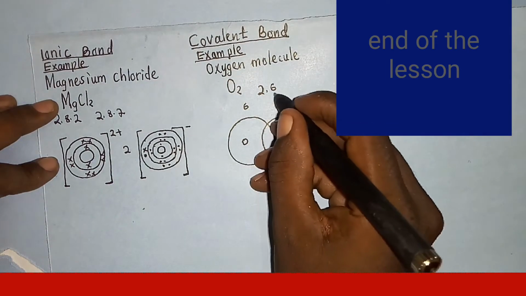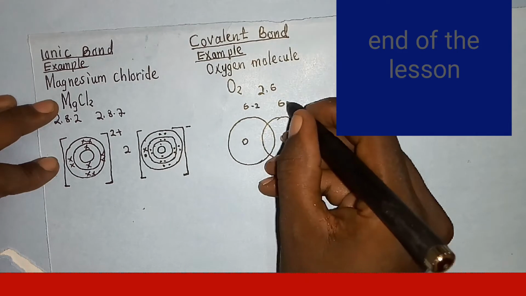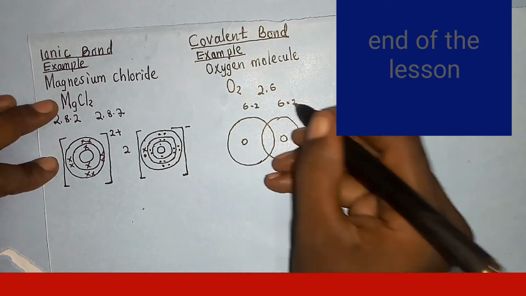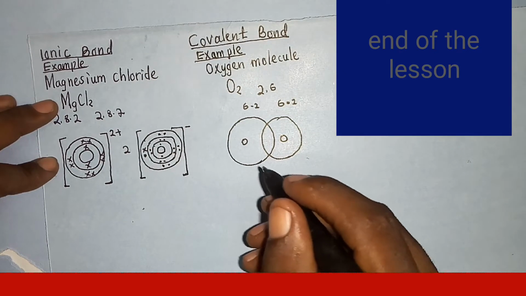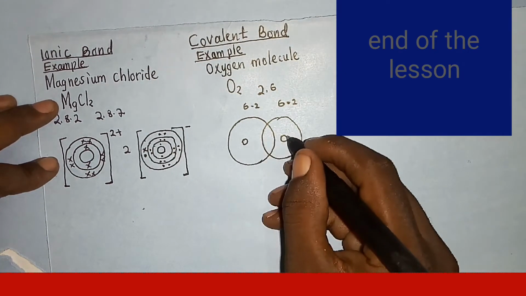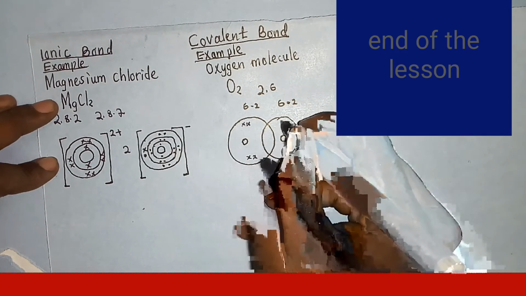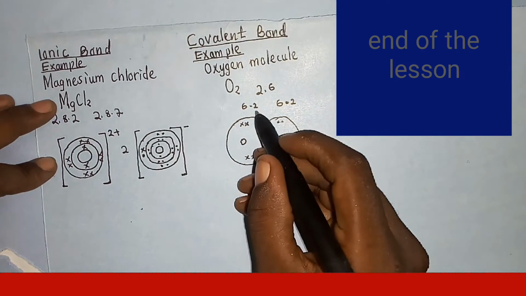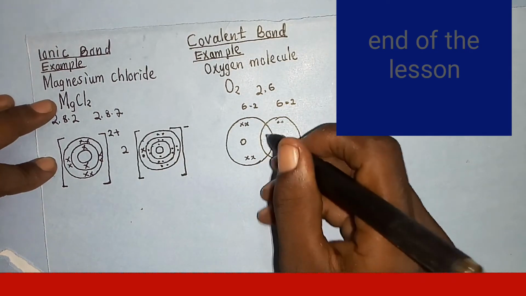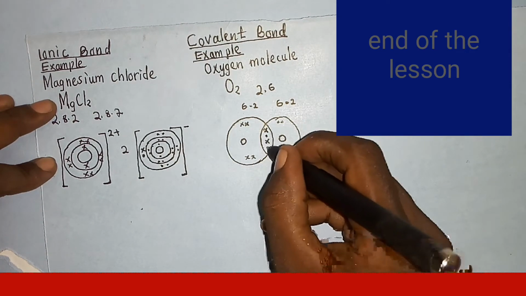Now for oxygen to attain stability, it has to gain 2 electrons. So for each 6 electrons, you subtract 2 electrons to be shared. The remaining electrons for each atom are placed outside. If one atom uses cross, the other atom you're going to use dots. So the remaining 4 electrons, put them outside. Then the 2 electrons which are gained, they are shared inside. 1 cross, 1 dot. 1 cross, 1 dot.